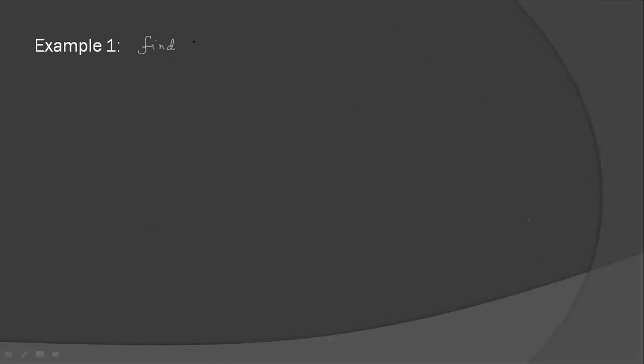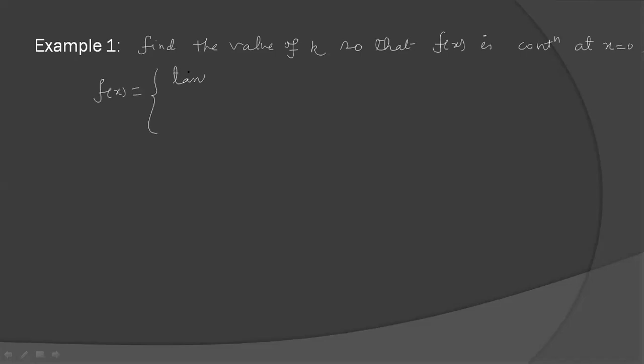Find the value of k so that f(x) is continuous at x equal to 0. And f(x) is given as (tan(pi/4 + x))^(1/x) when x is not equal to 0, and it is equal to k when x equal to 0.